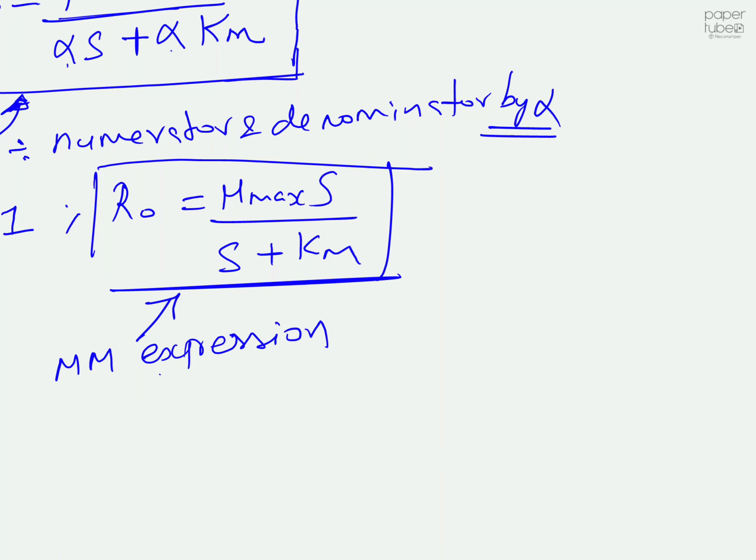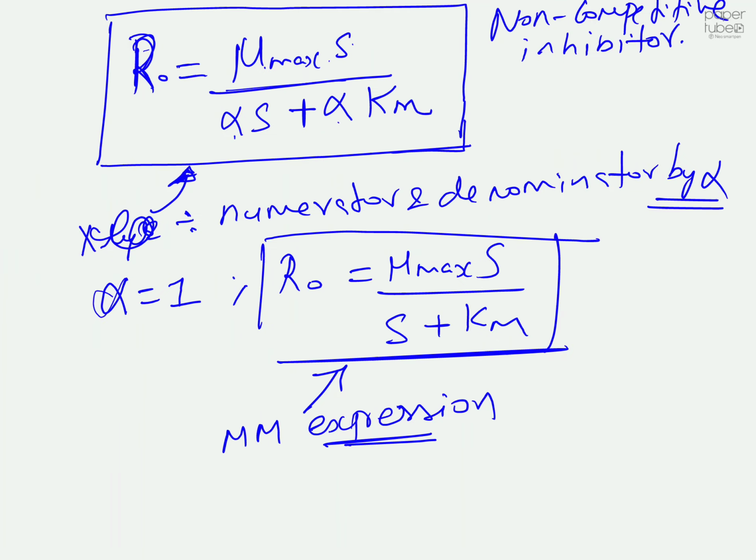So if you have some inhibitor involved in the enzymatic reaction, then alpha will not be equal to 1. That's the message you should take home. So you have R0 equal to mu max multiplied by S divided by S plus Km for Michaelis-Menten, and this expression, let's call it equation number 7, relates your initial velocity as a function of substrate when we have a non-competitive inhibitor.